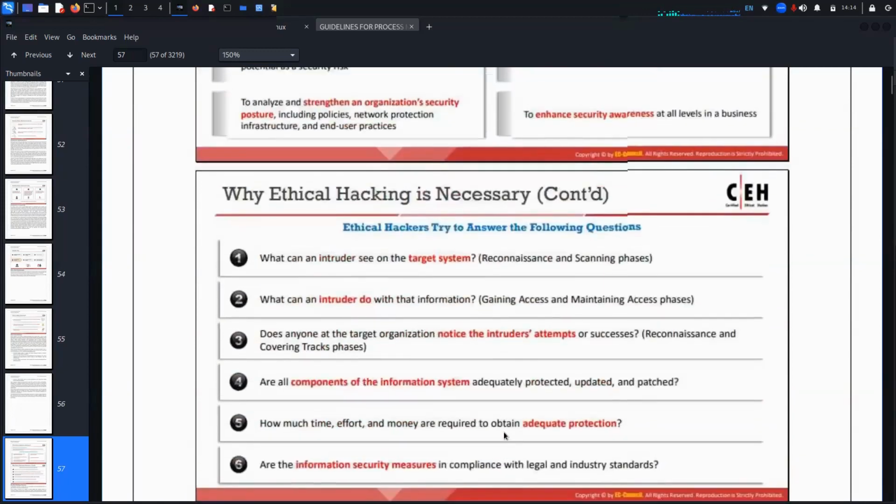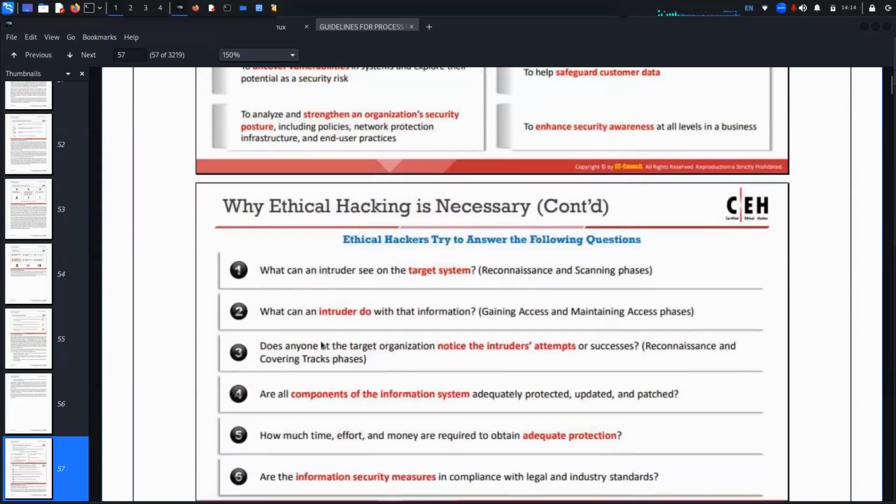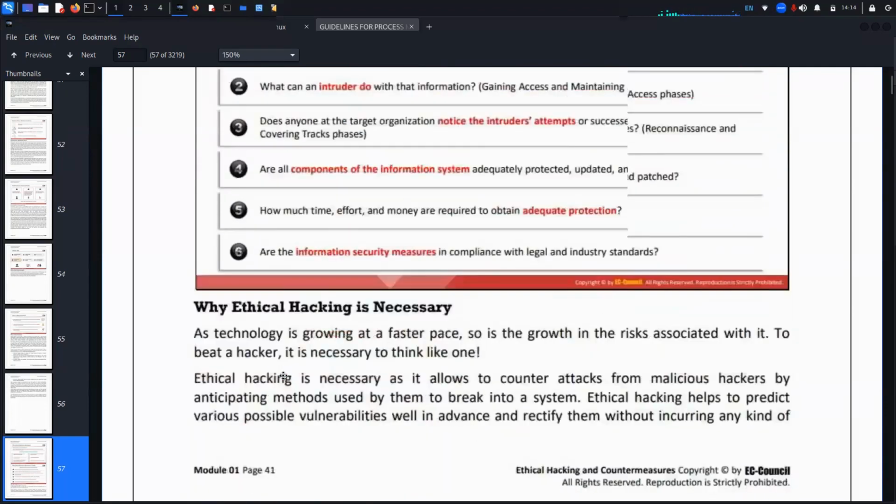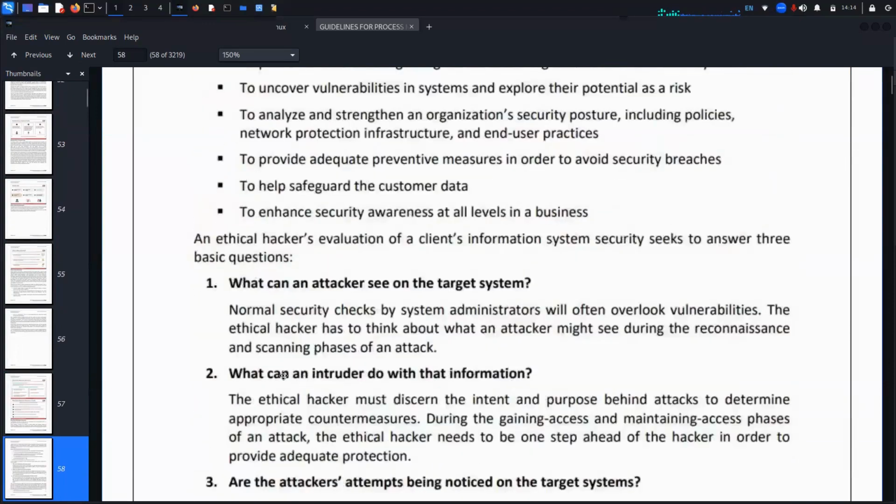Okay. Why is ethical hacking necessary? Ethical hackers try to answer the following questions. What can an intruder see on the target system? The answer is taken from the reconnaissance and scanning phase. Right? What can an intruder do with that information? Gain access, maintain access. Does anyone at the target organization notice the intruder's attempts, in the reconnaissance and covering tracks phases? Right? These are all the things that ethical hackers try to do in a particular organization.